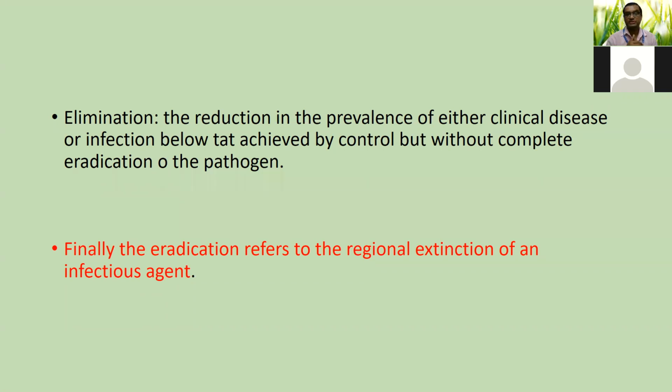So by adopting a control strategy, we can reduce the disease up to a certain level. By adopting elimination, we have to reduce the level below the level which is achieved by control. That is the definition of elimination. However, it does not mean that the pathogen is completely eliminated. So it is very difficult.